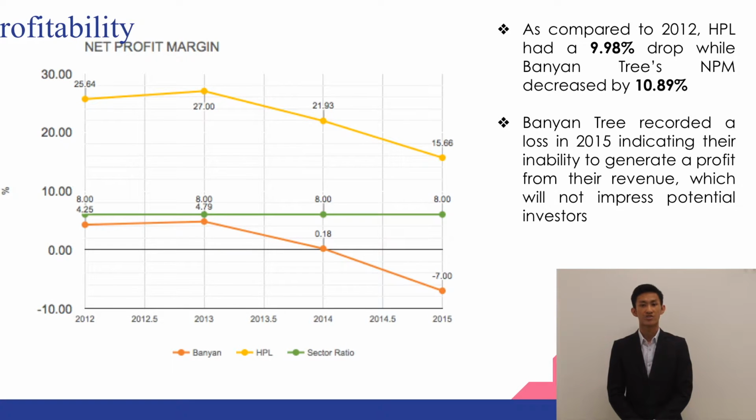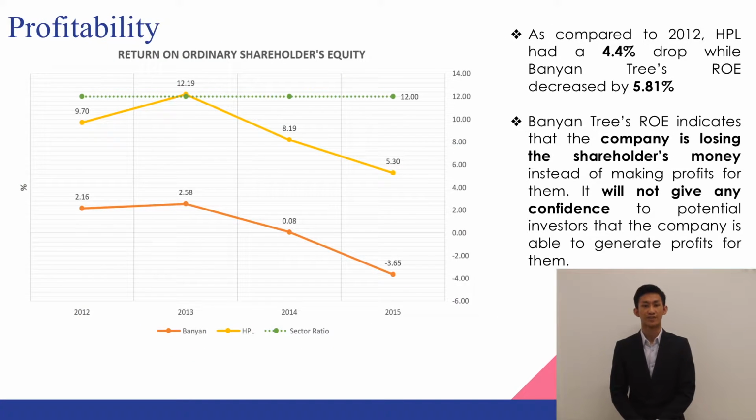The return on ordinary shareholders' equity shares a similar trend to the net profit margin. As compared to 2012, HPL recorded a drop of 4.4%, while Banyan Tree's ROE recorded a decrease of 5.81%. Banyan Tree's ROE indicates the company is losing the shareholders' money. It will not give any confidence to potential investors as it will not generate any profits for them.